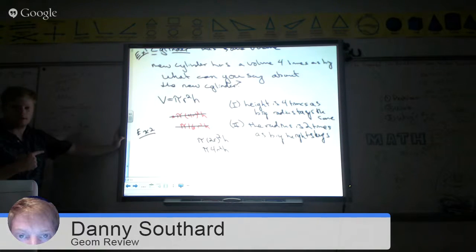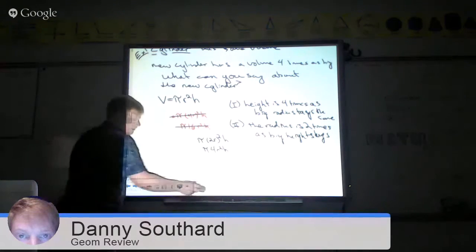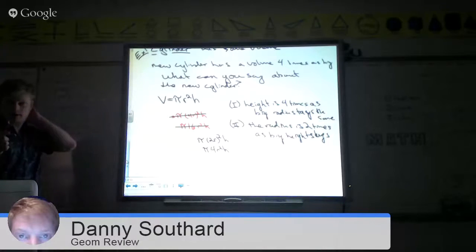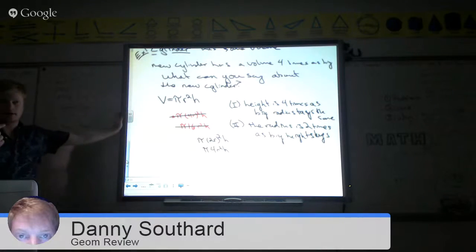Does that make sense what I did there? Wait, you say the radius is 2 times as big? It could be. That's a possibility. Ask me a question about these, because I think this is the hardest stuff for me. Why did radius only get 2 times? Because radius is squared.